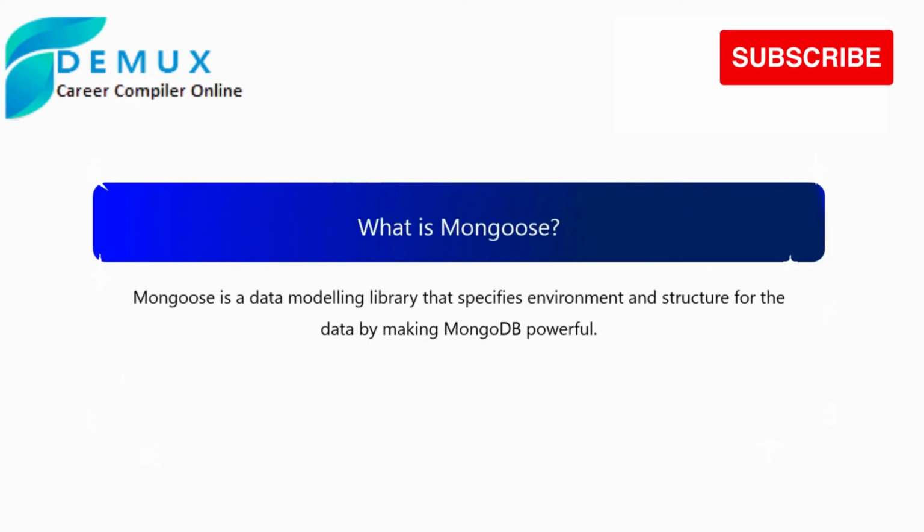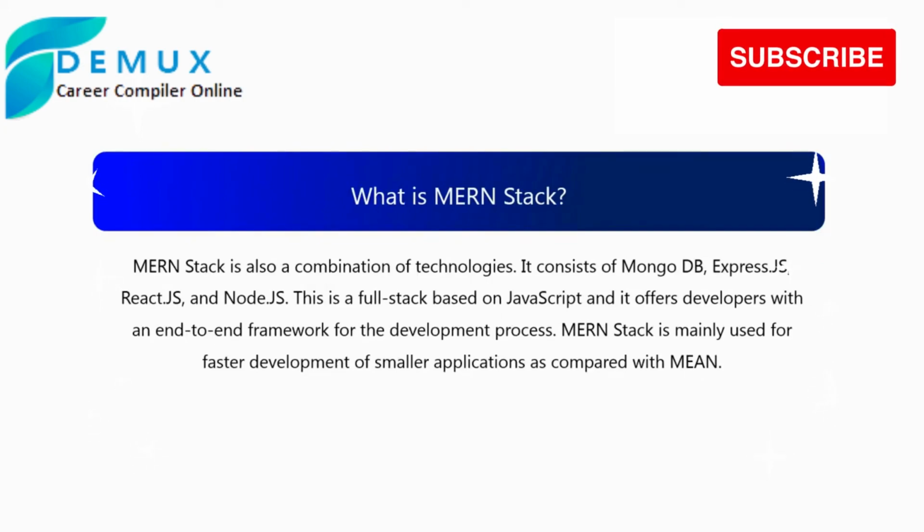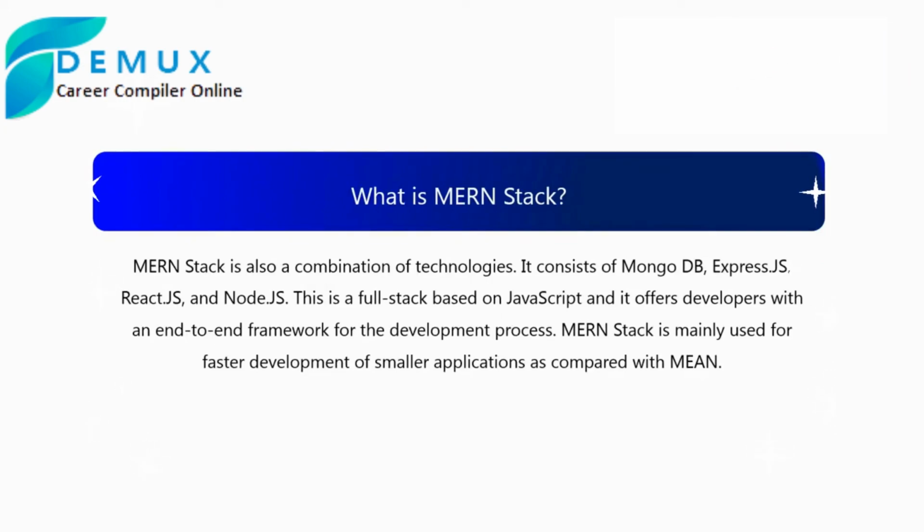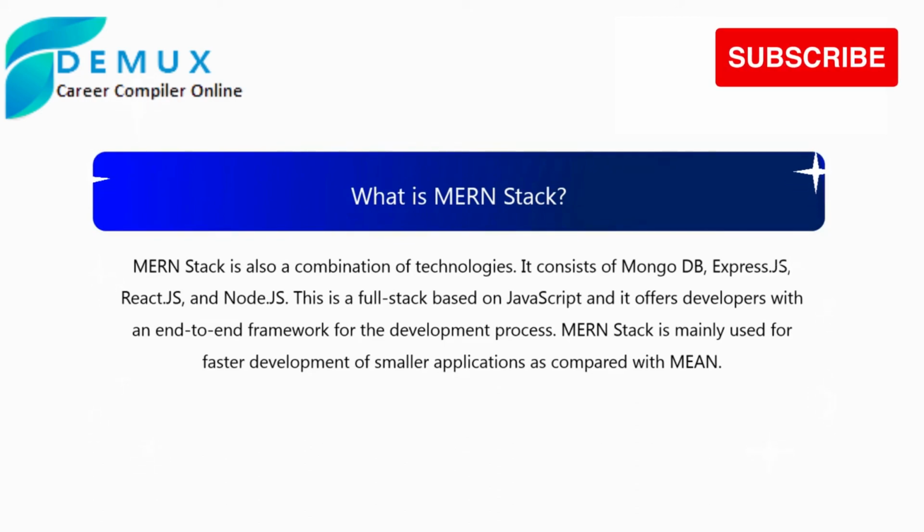What is Mongoose? Mongoose is a data modeling library that specifies environment and structure for the data, making MongoDB powerful. What is MERN Stack? MERN Stack is also a combination of technologies. It consists of MongoDB, ExpressJS, React.js, and Node.js. This is a full stack based on JavaScript, and it offers developers an end-to-end framework for the development process. MERN Stack is mainly used for faster development of smaller applications as compared with MEAN.